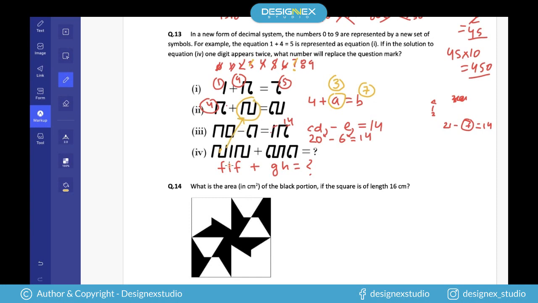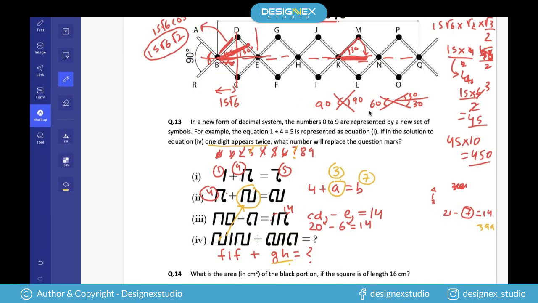This was how much? 3. So guys here, this digit is equal to this one, that is 6. I know that. Now G can be either 9 or 8. So 313 plus 6, either 9 or 8. If I take it as 8, I get 399. Or if I take it as 9, I get 409.